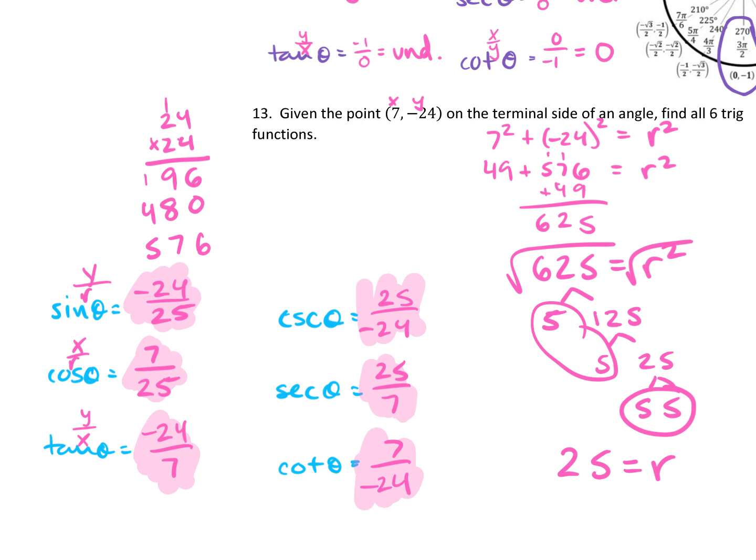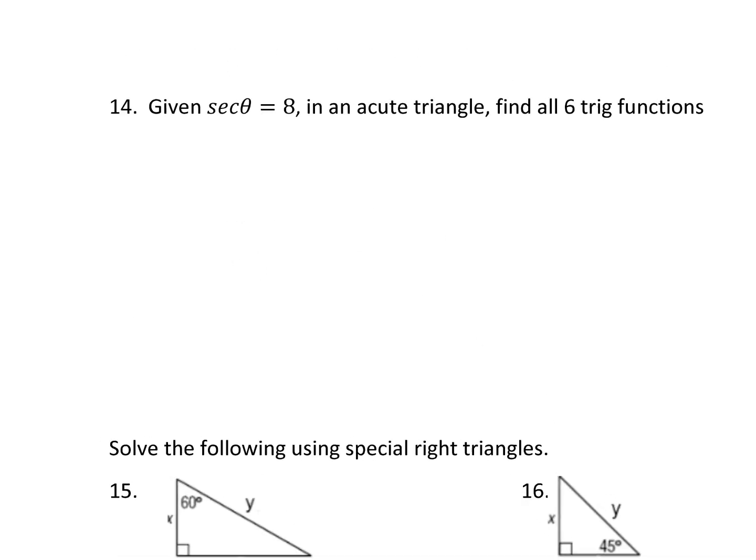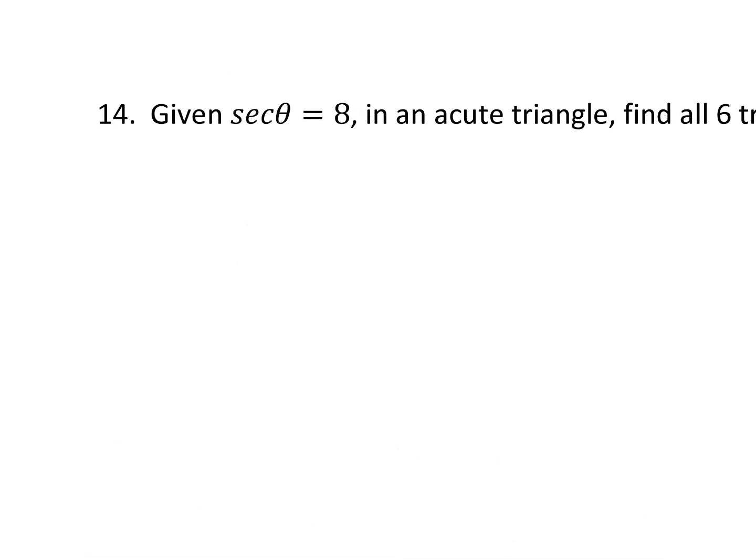Questions here? All right, last page. 14 says, given secant is equal to 8 in an acute triangle, find all 6 trig functions. So secant is equal to 8. We've done questions like this where it gives it to us as a fraction. So 8 as a fraction would just be 8 over 1.